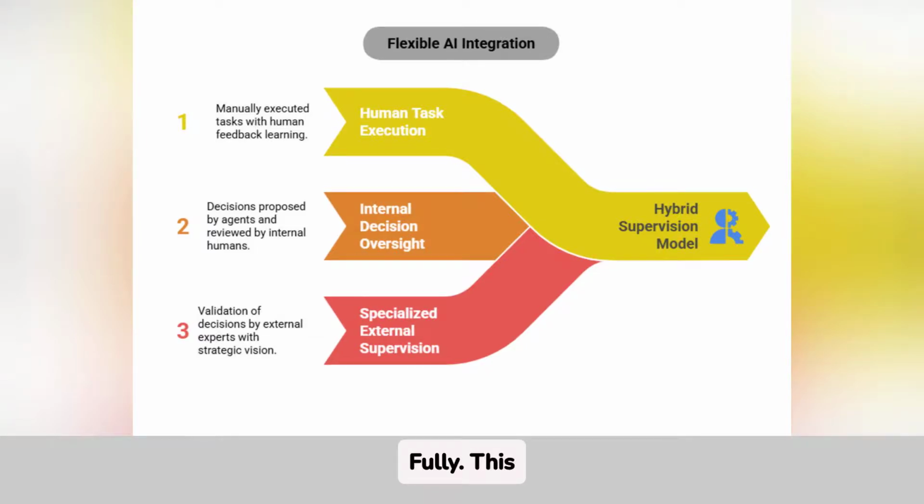Fully. This option allows faster and better informed decisions to be made, without losing human control. And the good thing is that this person can configure the system so that little by little, it learns their criteria and decision patterns. In this way, a system is built that is increasingly aligned with the operational reality of your company. Option 3, Specialized External Supervision.